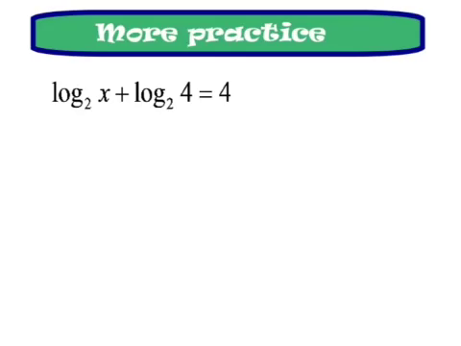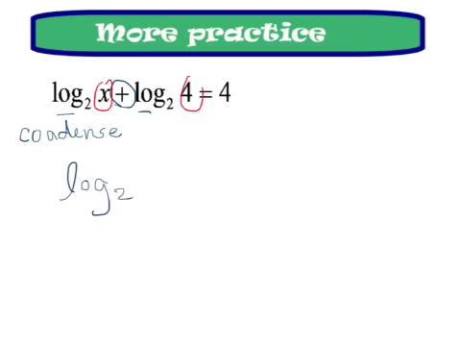Now we're going to move into using those properties to solve some logarithmic equations. So when I see two logarithms added together, I'm going to remember that this addition goes with multiplication when we're dealing with logarithms. So I'm going to condense down to one logarithm. So we'll still have log base 2, but then the two things that get multiplied are the x and the 4. So this will turn into log base 2 of 4x equals 4.